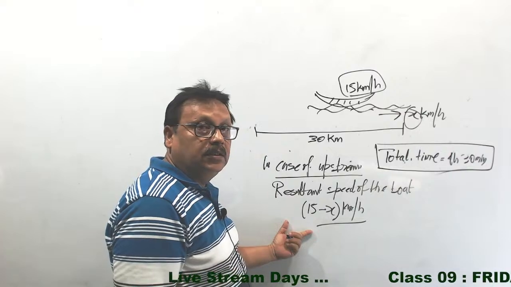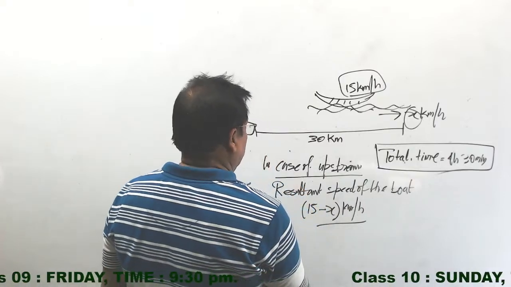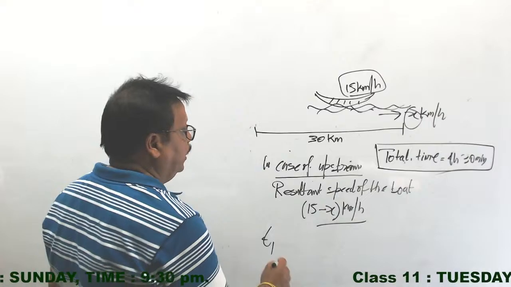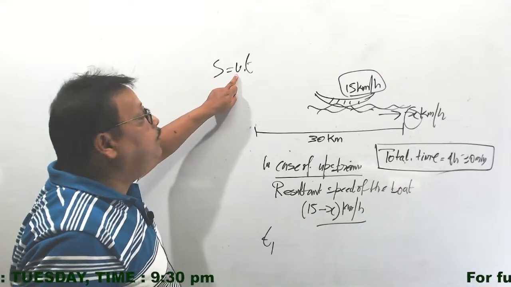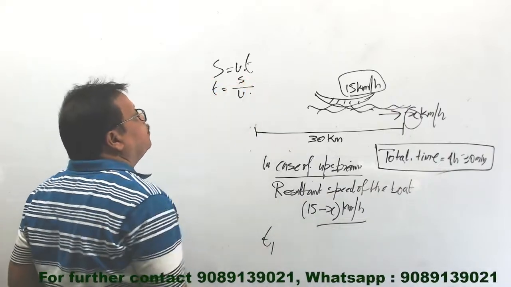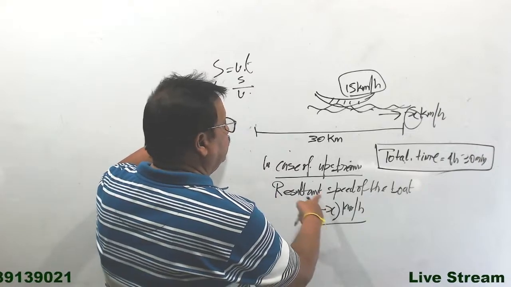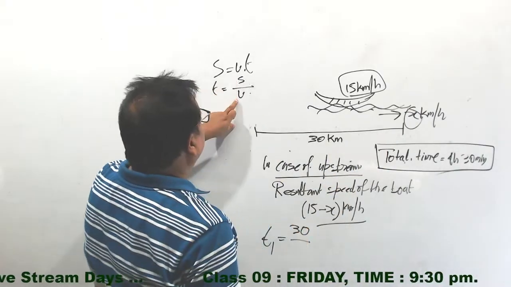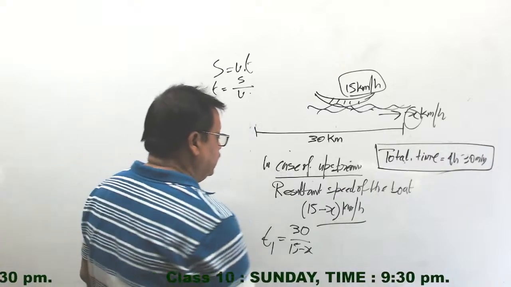Then what will be the speed in case of downstream? For this case, find the time also. Say time is t1. There is a formula: S is equal to v t. Do you know what this is? S means distance, v means speed here, t means time. So what will be the time? T is equal to S by v. In case of upstream, t1 will be S, the distance, which is 30, by the resultant speed, 15 minus x. Understood?